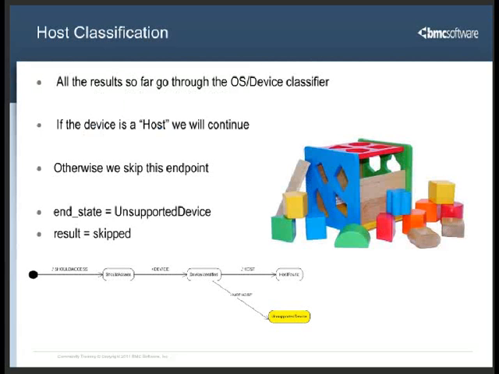All the access methods and other attempts so far are in order to classify the endpoint as either a device or a host. If discovery determines the endpoint is a host, then it will continue. Otherwise, the endpoint will be skipped. The end state will be unsupported device, and the result, skipped.